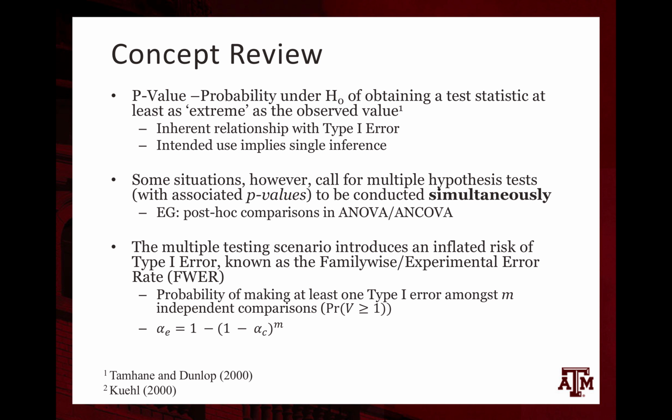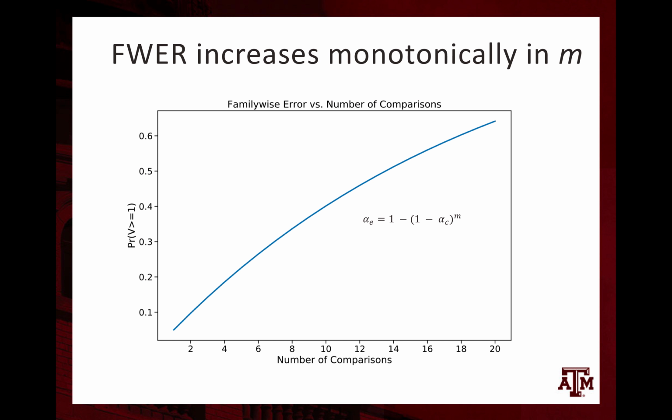And what we have is alpha, or the test size or significance level, and alpha sub e is referring to the family-wise test size. That's given as a function of two things: m, which is the number of comparisons that we're making, and alpha sub c, which is the comparison-specific test size. To get a better handle on that, I have some visualizations.